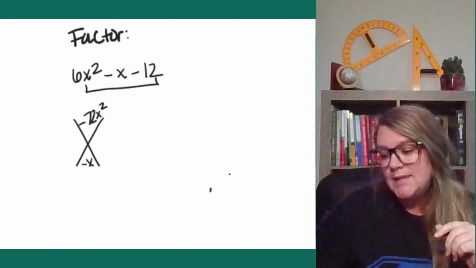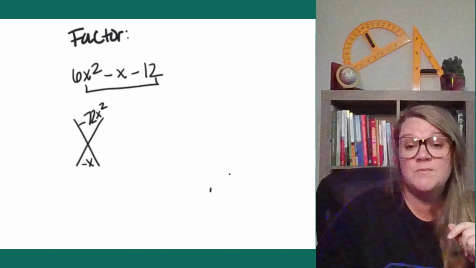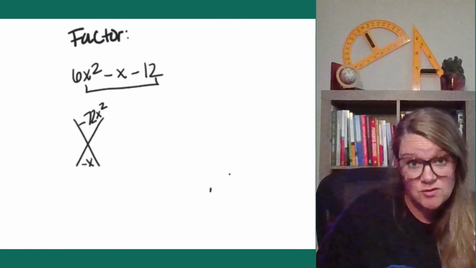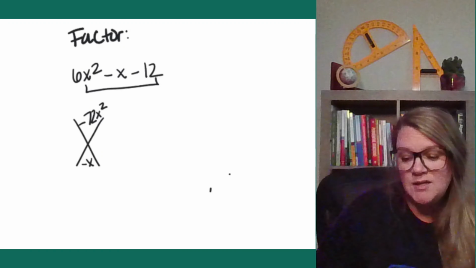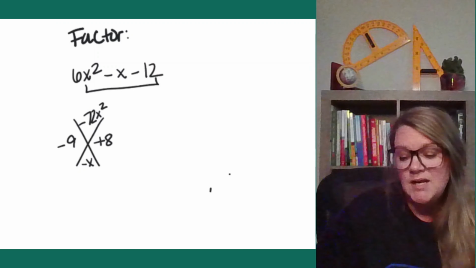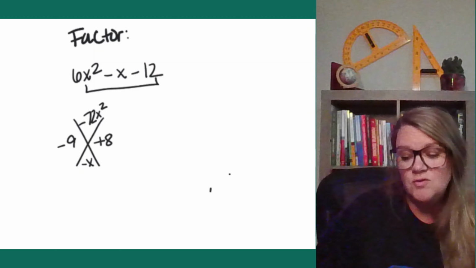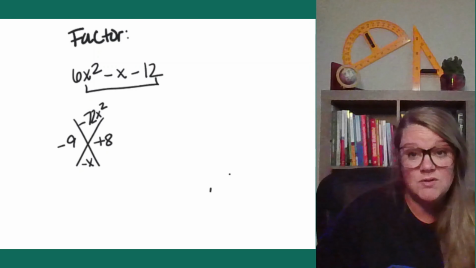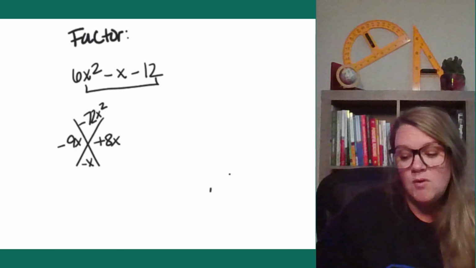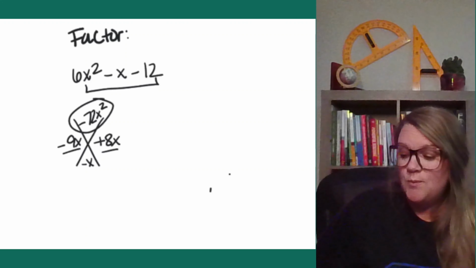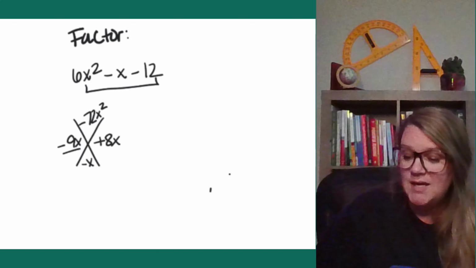So I know that 8 times 9 gives me 72, and I can subtract those to get a negative 1, right? So I need to get my signs right. I need my 9 to be negative, and I need my 8 to be positive. Now I'm going to check those. Negative 9 times 8 gives me a negative 72, and when I add those two together, I get a negative 1, so that's good. But now we need to get our x's in there because our x's have to match too. So I need to have an x in both of these because when I multiply these two, that gives me a negative 72x squared, and when I add those two, it gives me that negative x on the bottom.